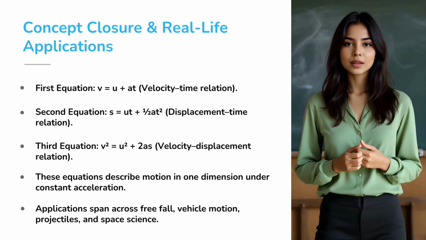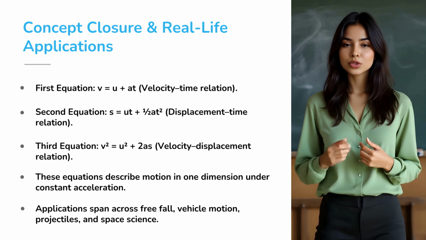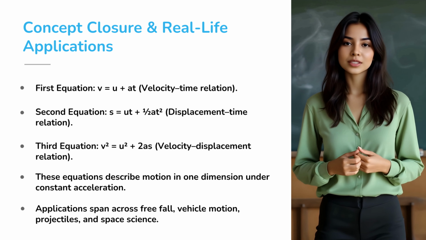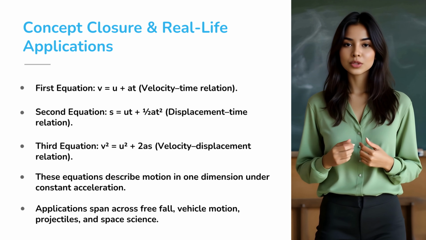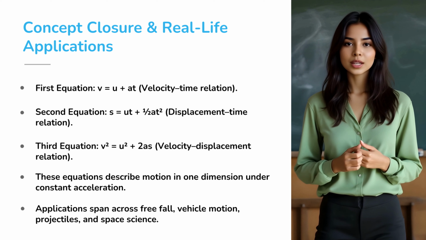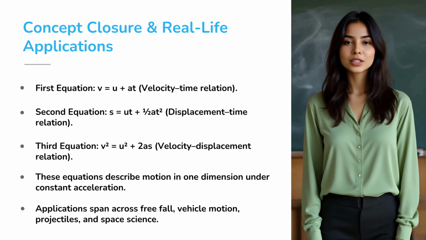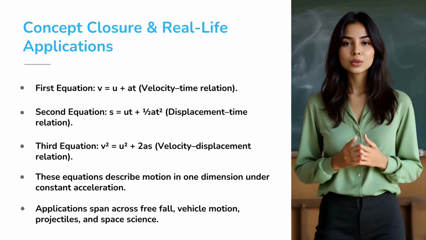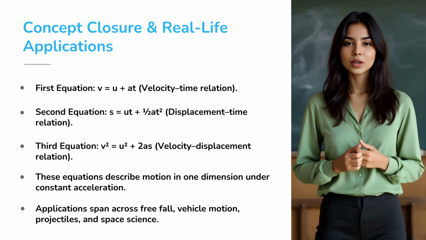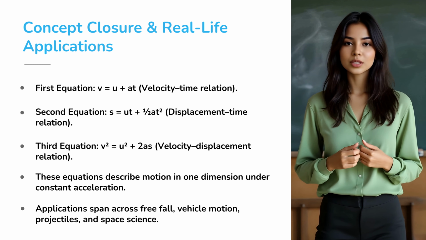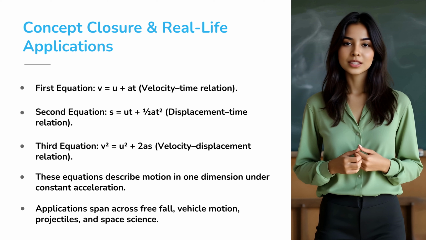Let's quickly revise the three equations of uniformly accelerated motion. First equation, v equals u plus at, velocity and time relation. Second equation, s equals ut plus half at squared, displacement and time relation. Third equation, v squared equals u squared plus 2as, velocity and displacement relation. These equations describe motion in one dimension under constant acceleration.